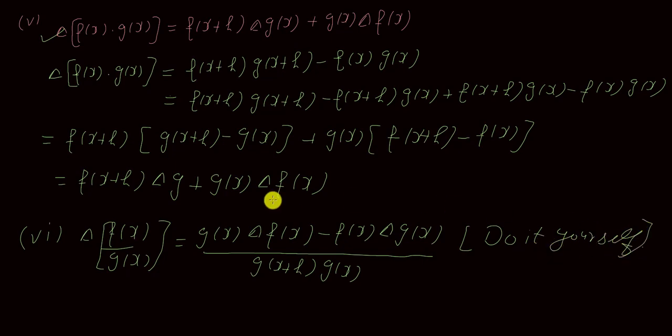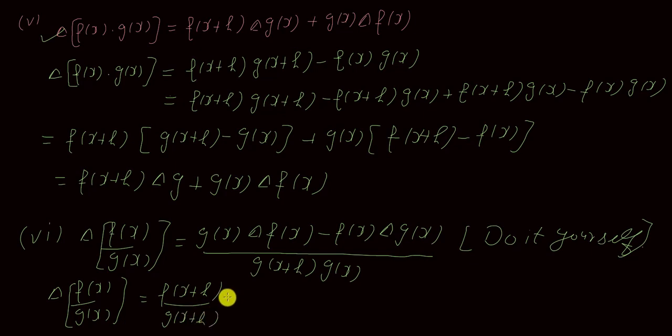Okay, so a hint I could drop for you is that you will use delta f of x by g of x by the definition of delta. This will be f of x plus h by g of x plus h minus f of x divided by g of x. Done. And now further you will do it yourself.